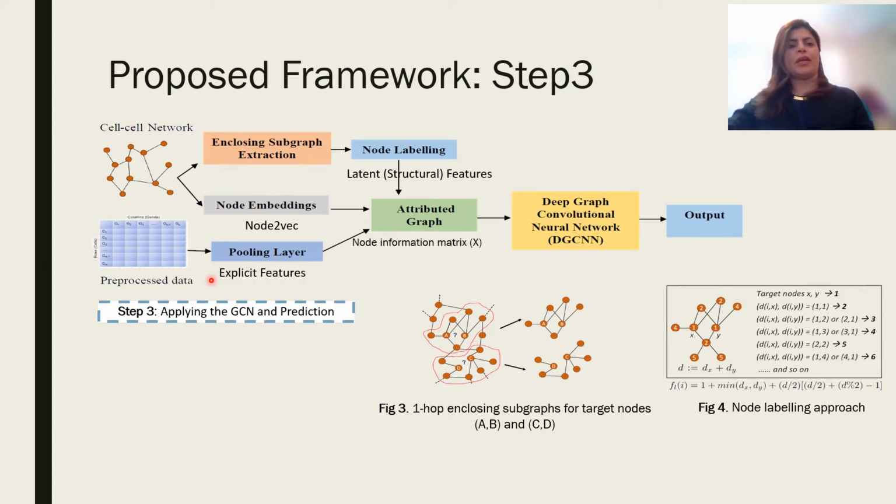First one is extracting explicit features using a pooling layer. In this step, we use information gain to extract informative and important features as explicit features. And we also use the cell-cell graph to extract subgraphs and create a node embedding on the graph. We also did some node labeling to extract latent features, in a way that we can use a hashing function to assign integer values to the nodes in an extracted subgraph. And the result of all of these steps would be the attributed graph X, and it would be input for the graph convolutional neural network.